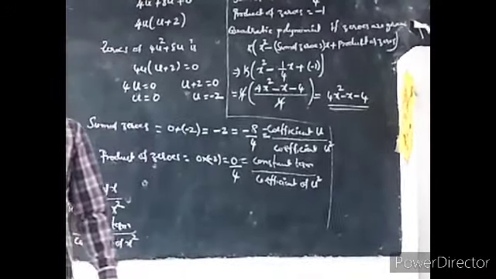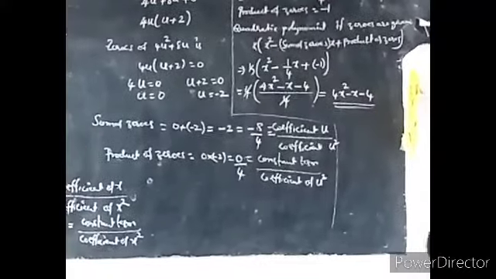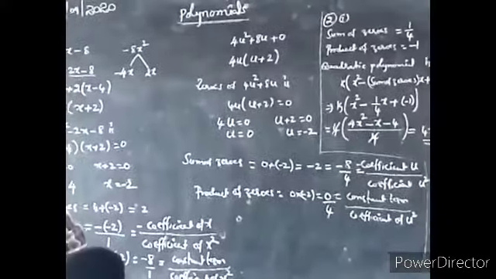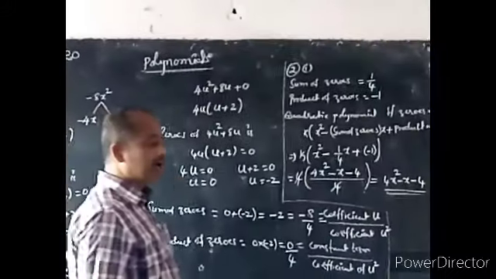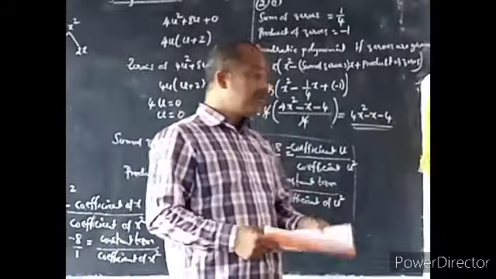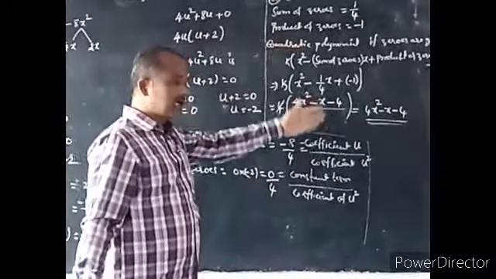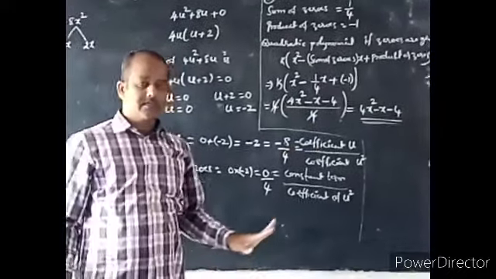In the same way, for each and every one, first one is taken as the sum of zeros and next number will be taken as product of zeros, and apply this formula and solve it. Okay now? Is it clear or not?